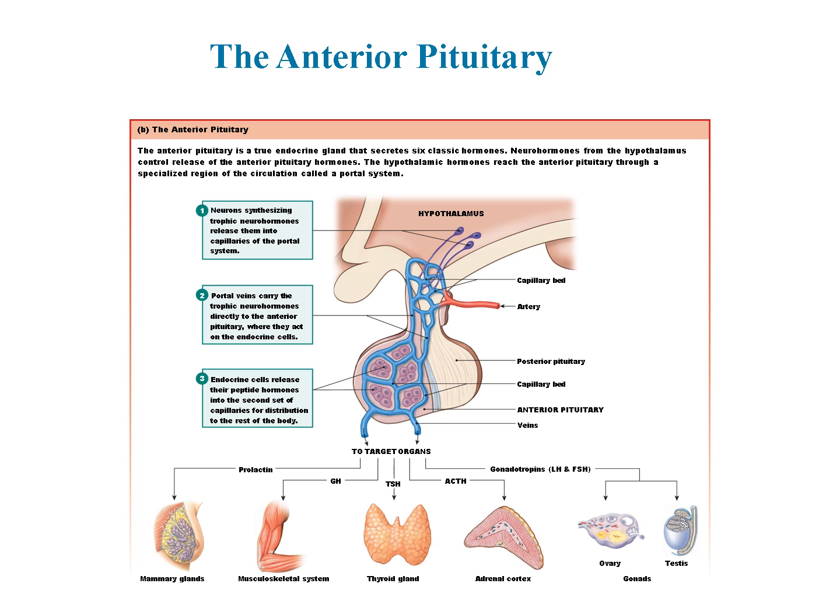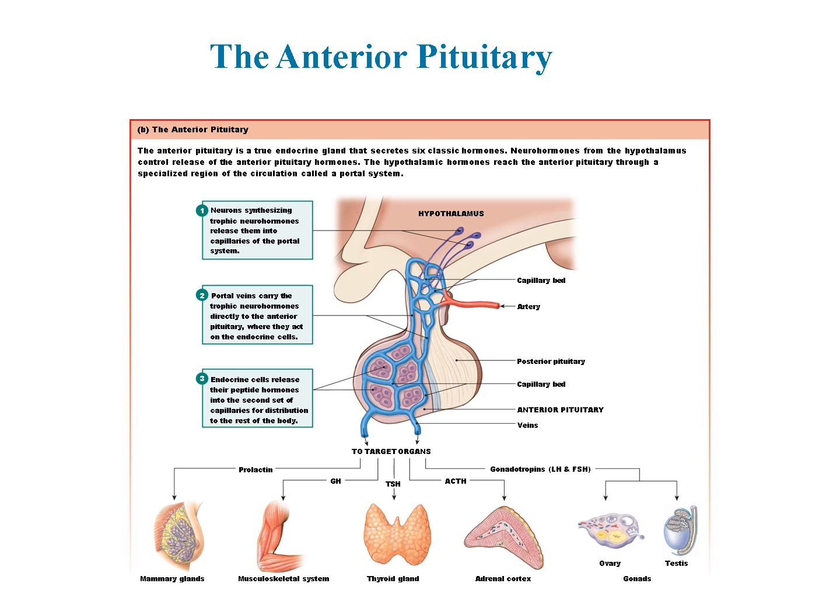Neurohormones from the hypothalamus control the release of the anterior pituitary hormones. The hypothalamic hormones reach the anterior pituitary through a specialized region of the circulation called a portal system. Neurons synthesize trophic neurohormones that are released into capillaries of the portal system. Portal veins carry the trophic neurohormones directly to the anterior pituitary, where they act on the endocrine cells. Endocrine cells release their peptide hormones into the second set of capillaries for distribution to the rest of the body.